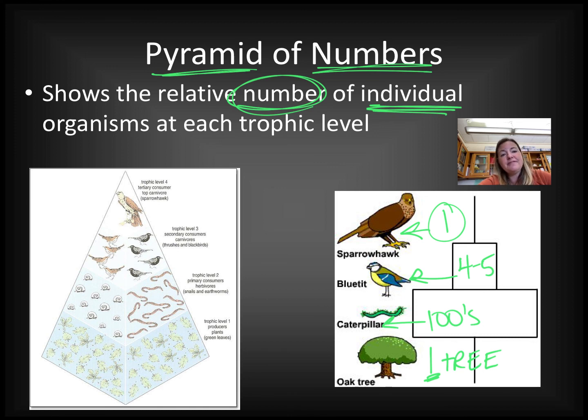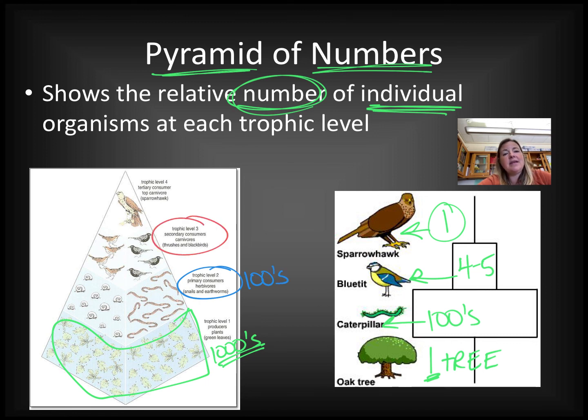If you look at the left image, we can see how it's a little bit different in another ecosystem. The number of plants or green leaves is a very large number to support things like the snails and the earthworms. And then there's a smaller number of birds, and then an even smaller number of sparrowhawks. So the thing to keep in mind is that this is a pyramid that shows you the actual number of individual organisms at each level.